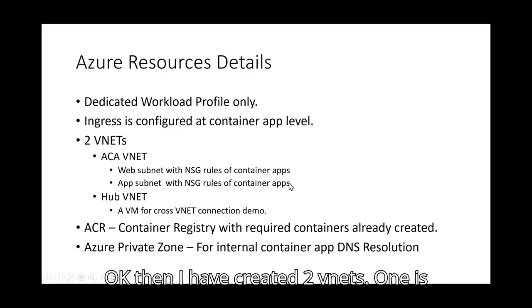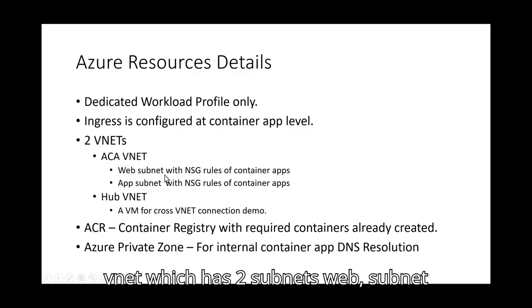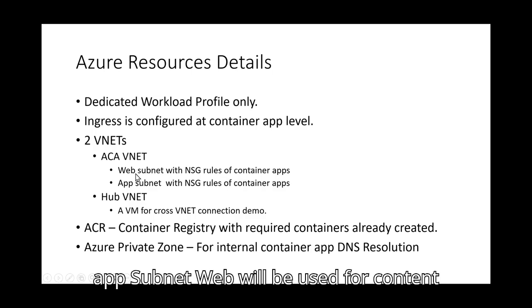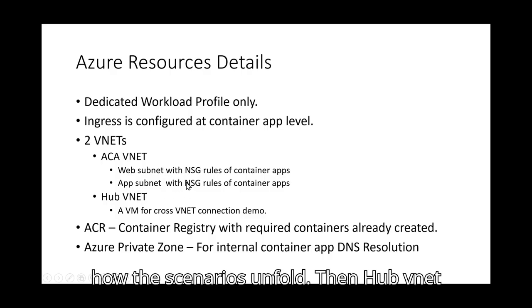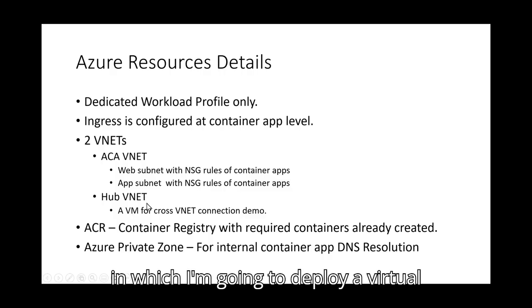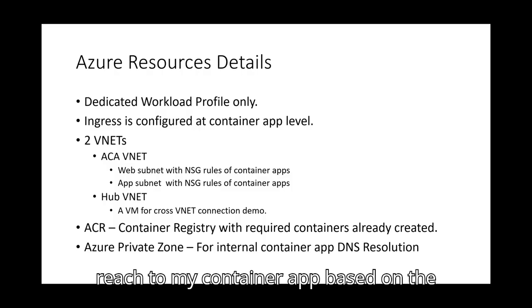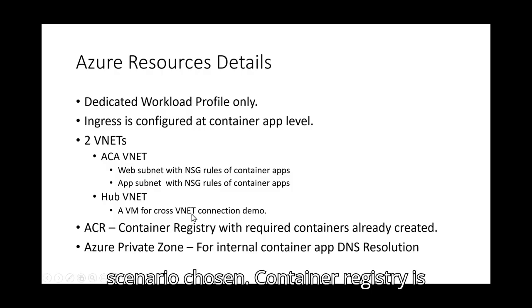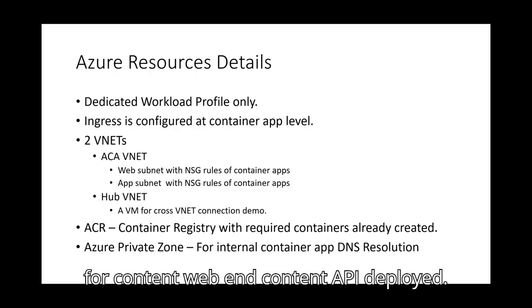Okay. Then I have created two VNets. One is called Azure Container App VNet, ACA VNet, which has two subnets, web subnet and app subnet. Web will be used for content web, and ideally app to be used for content API. Okay, but we will see how the scenarios unfold. Then Hub VNet, in which I am going to deploy a virtual machine to check cross VNet connection and demonstrate that from other peered VNets, I am able to reach my container app based on the scenario chosen. Container registry is there, which already has the containers for content web and content API deployed.